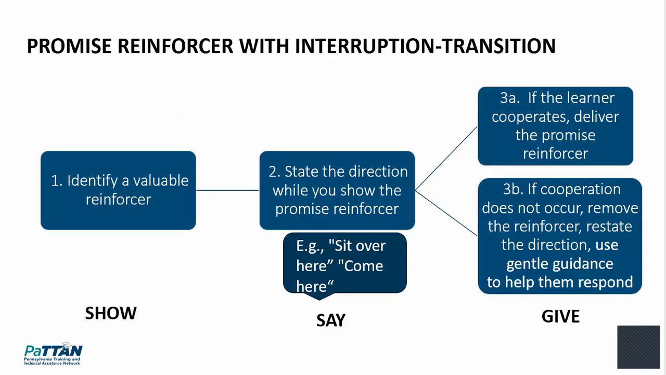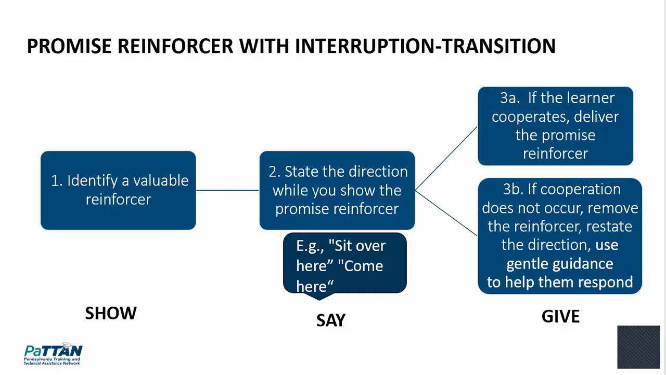So before we get started, again, one of the best strategies you can use to help your child make successful transitions is using what's called a promise reinforcer. You're using your child's motivation as a tool for helping them learn the value of cooperating when it's time to make a transition. So here's how you're going to use that tool most effectively.